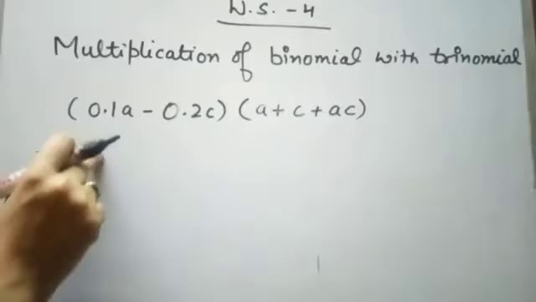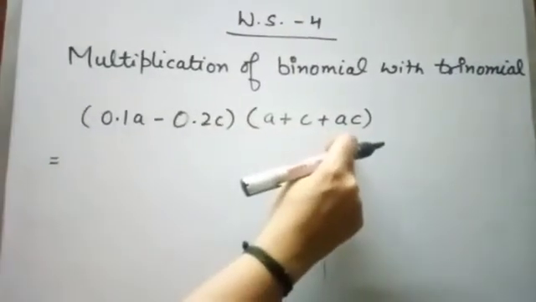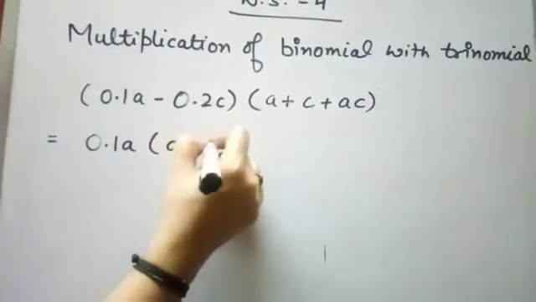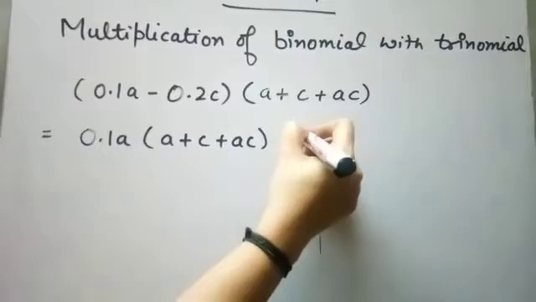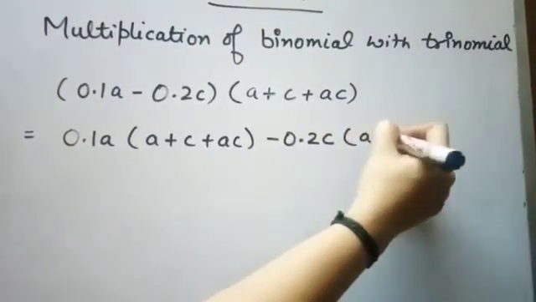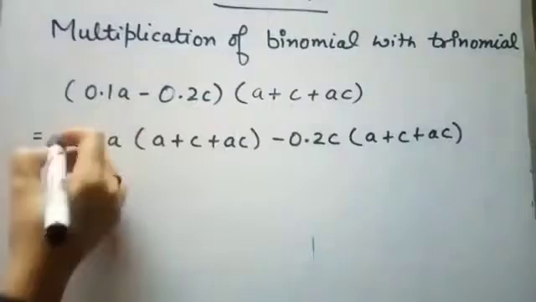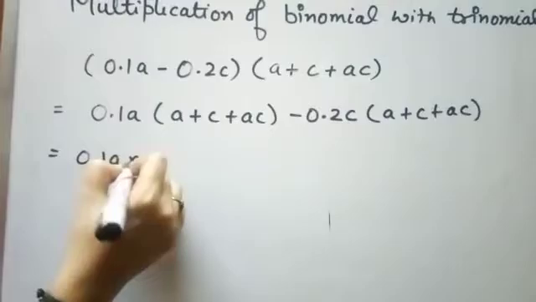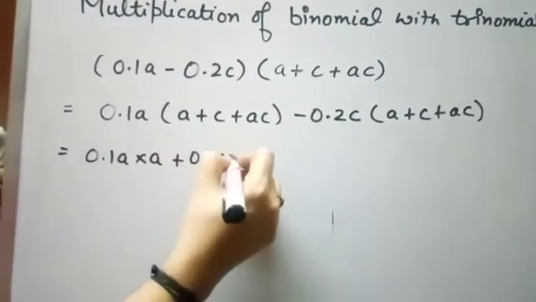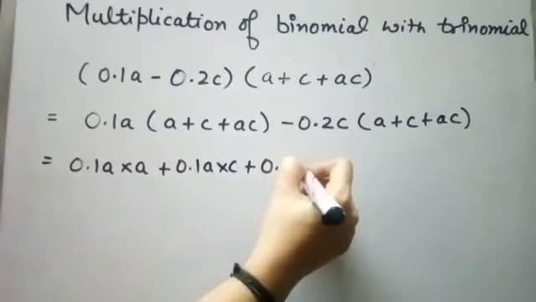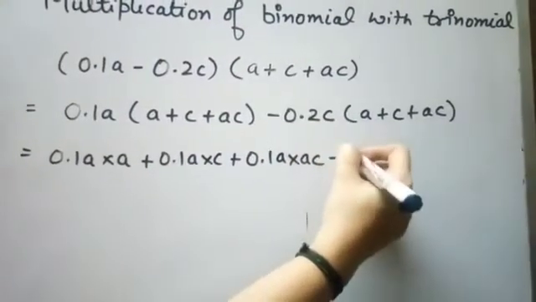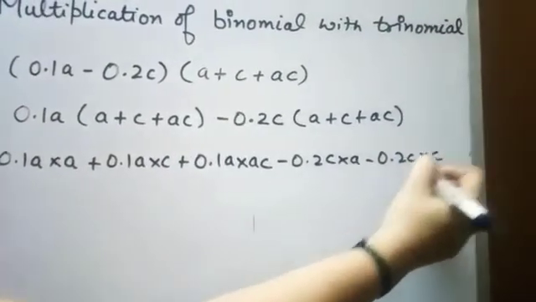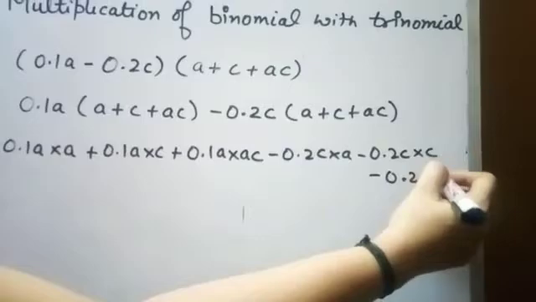One more example, the multiplication of binomial with trinomial. Pick out the first term 0.1a, get it multiplied with the trinomial, and the second term of the binomial 0.2c, get it multiplied with the trinomial. Again the same, this monomial has to be multiplied with all the terms of the trinomial separately. 0.1a into c, 0.1a into ac, minus 0.2c into a, minus 0.2c into c, minus 0.2c into ac.